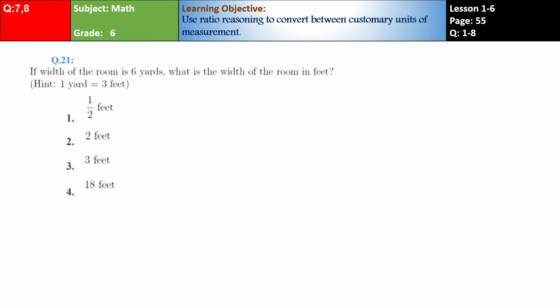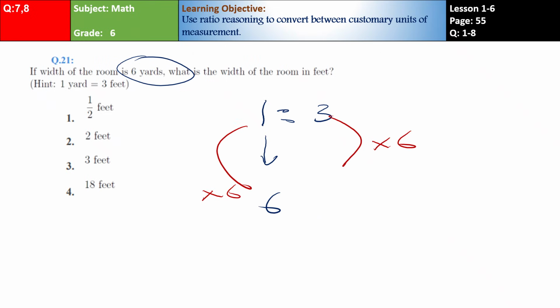Simple question. If the width of the room is 6 yards, what is the width of the room in feet? 1 yard is 3 feet. So how many yards are there? 6. So 1 became 6. How? Times 6. So 3 times 6 will give us 18. So we have 18 feet.